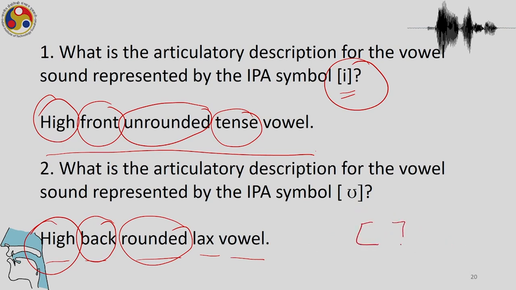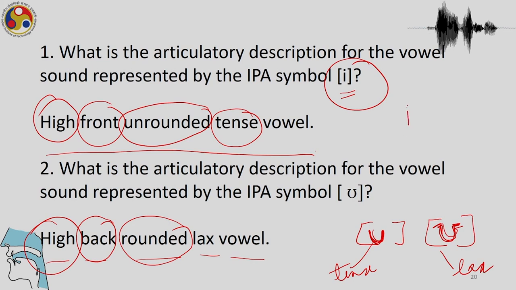So if we talk about the tense U versus the lax U, what is the difference? The difference is that in the production of this one, this is tense and this is lax. That's the only difference. Apart from that, they are both high back rounded vowels.